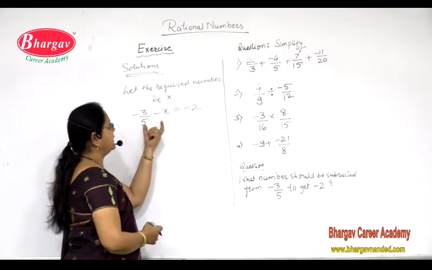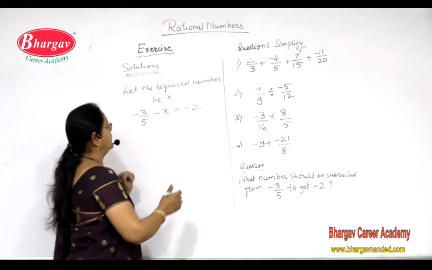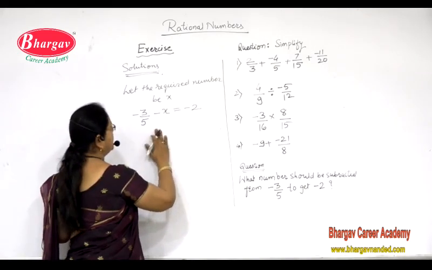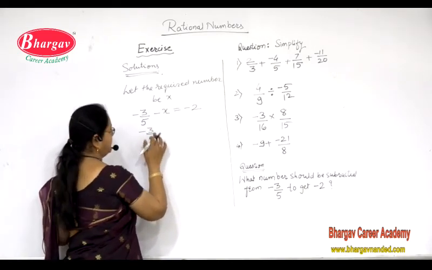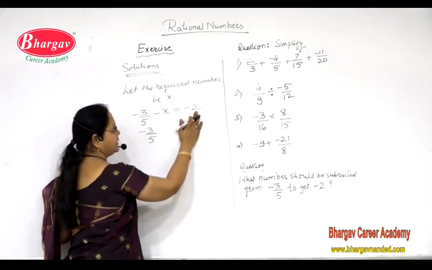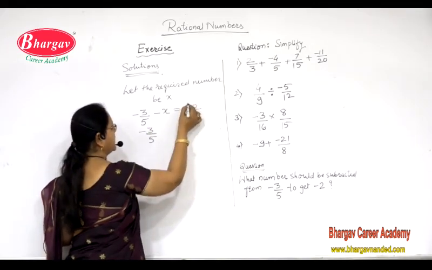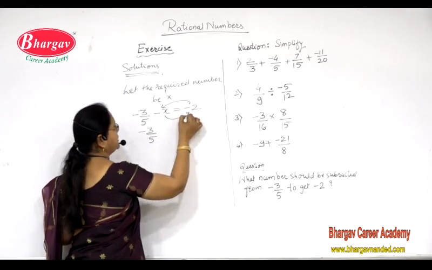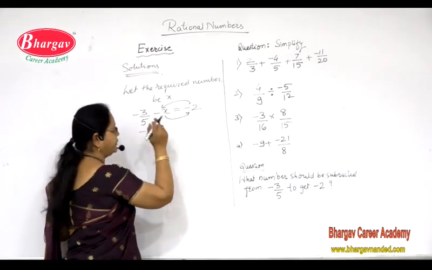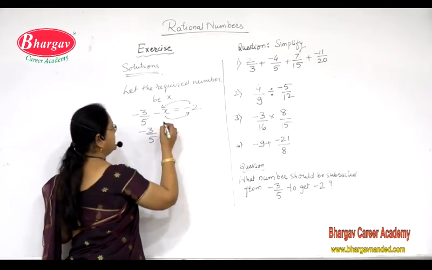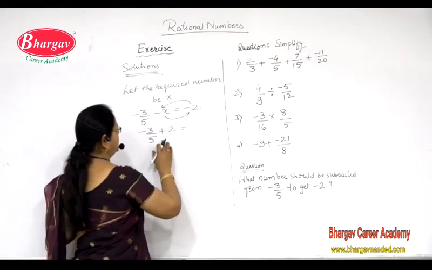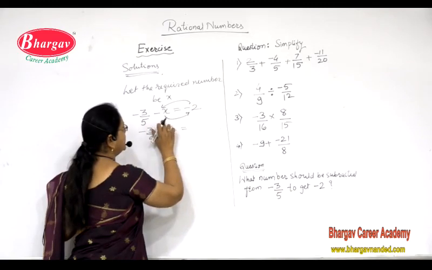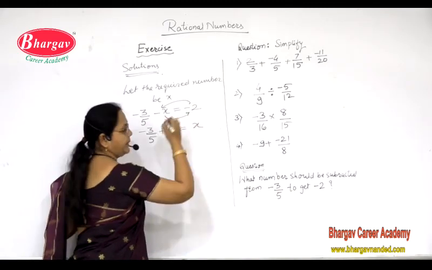So it is just like a linear equation in one variable. How to solve this? We change the sign. I write minus 3 by 5 as it is. I take this minus 2 to the left hand side, and it will change its sign and become plus 2, the transposing method. And when I shift this x to the right hand side, it will become plus x.